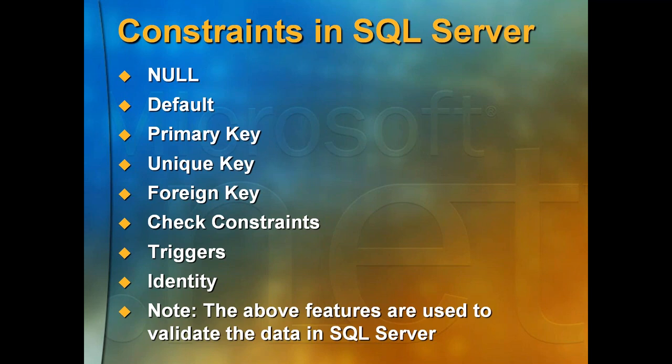Whenever data gets in, or whenever the data is being updated, or whenever the data is being deleted, the validations will automatically happen. Clear? With the help of these constraints. These are called features, or people call them constraints. So: null constraint, default constraint, primary key constraint, unique key constraint, foreign key constraint, check constraints, triggers, identity.